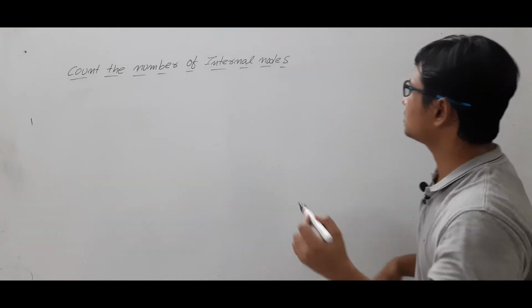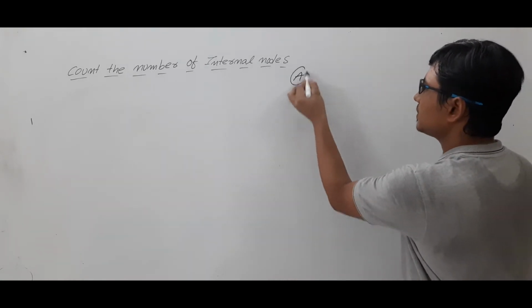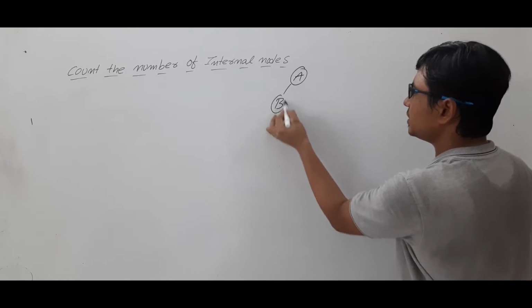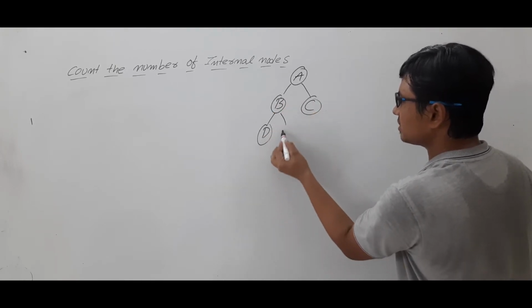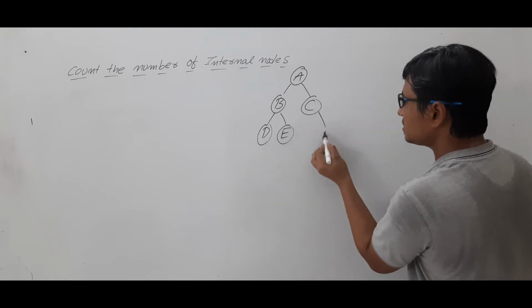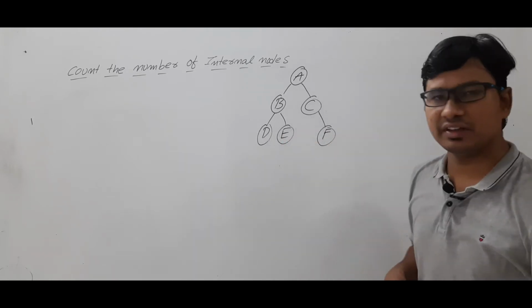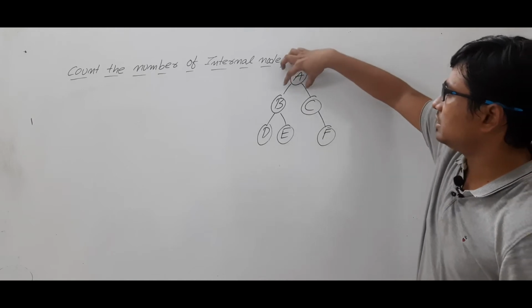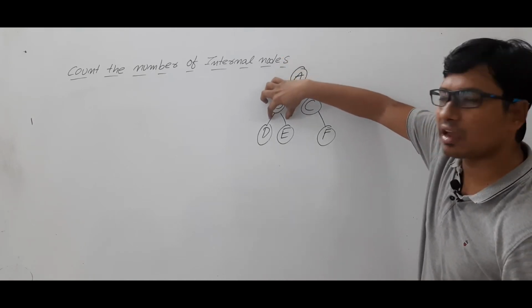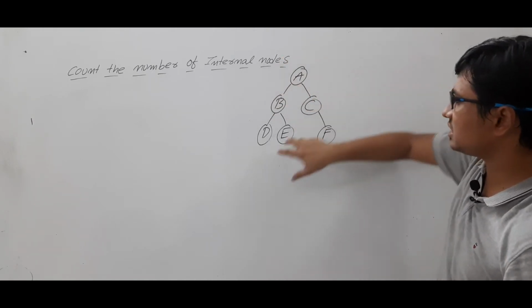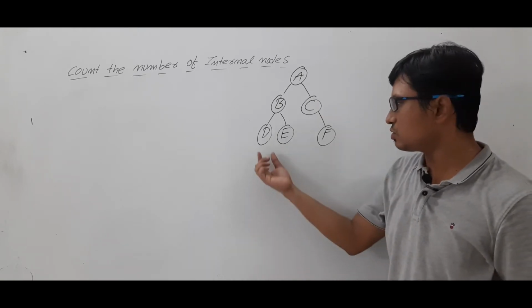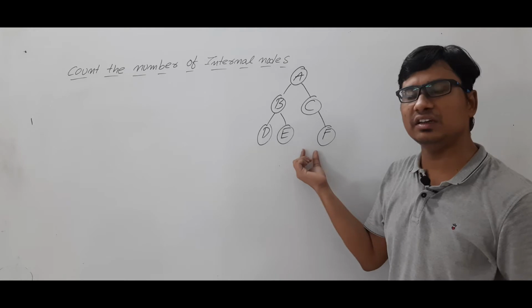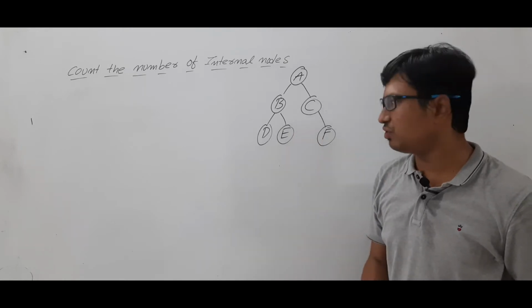Now let's take this node A. It is having two children B and C, and B is having two children D and E, and C is having a single child F. Now if you look here, this is having two children, this is having two children, this is having one child, and D, E, F do not have any children. So I can call D, E, F leaf nodes.